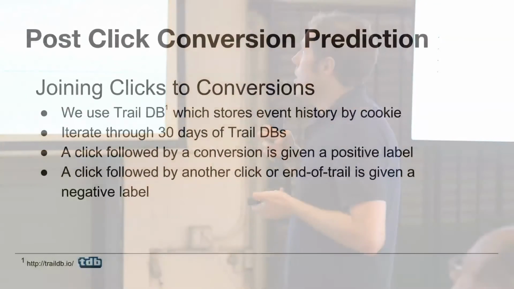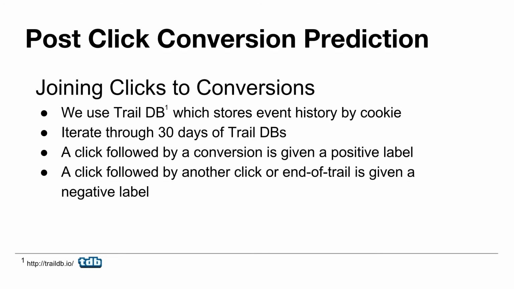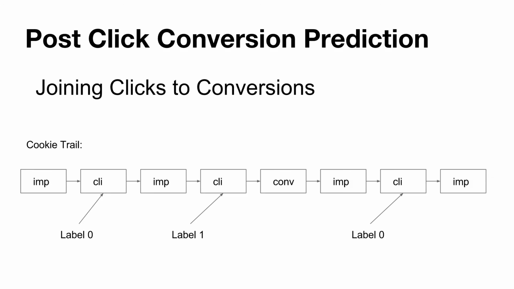Okay, so how do we get around these? First of all, we have to join the clicks to the conversions. Like I said, we have clicks, we have conversions, but how do we match them up? Well, we're matching them up on the cookie, i.e. the user. So actually we use TrailDB, which Ville just talked about, because TrailDB stores our information by user. That's great because we're trying to join by user here. And we just iterate through 30 days worth of TrailDB information. The heuristic we use, or the attribution we use, is we say a click followed by a conversion is a positive label. A click followed by another click, or the end of the trail, is given a negative label. So if you have a click, then a conversion, the first click doesn't get credit, only the second click.